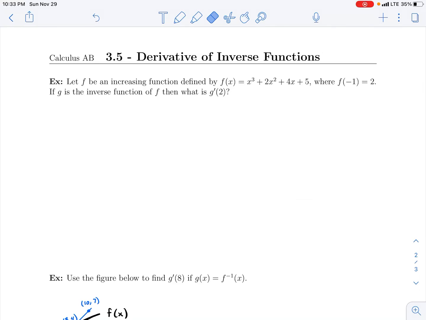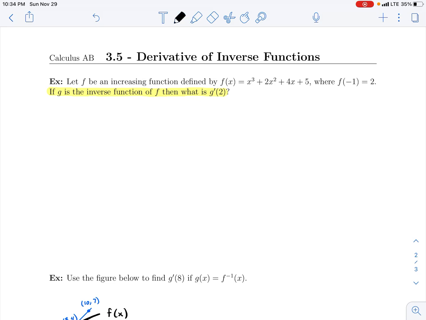Okay, so now looking at this example, it says let f be an increasing function defined by f of x is equal to x cubed plus 2x squared plus 4x plus 5, where f of -1 equals 2. If g is the inverse function of f, then what is g prime of 2? Okay, so the big part here is I'm saying to you, if g is the inverse function of f, then what is g prime of 2?